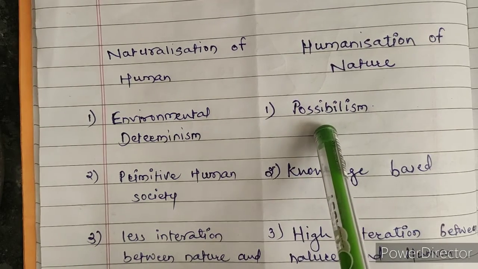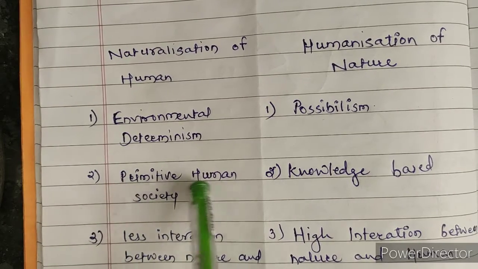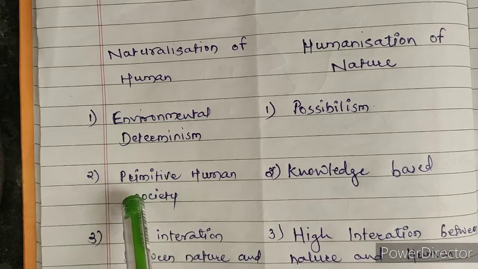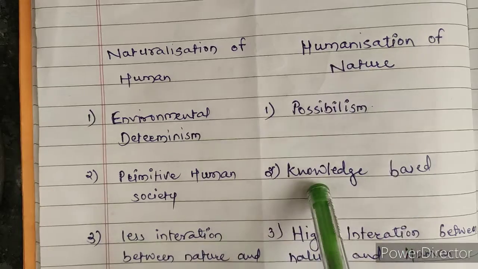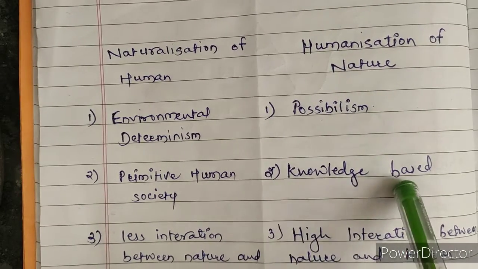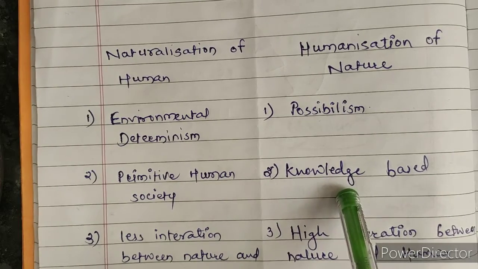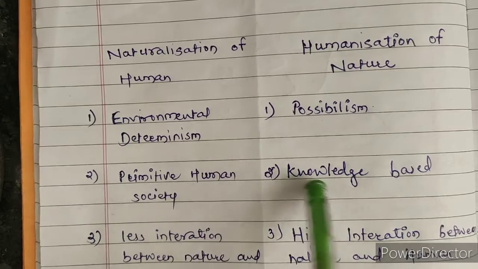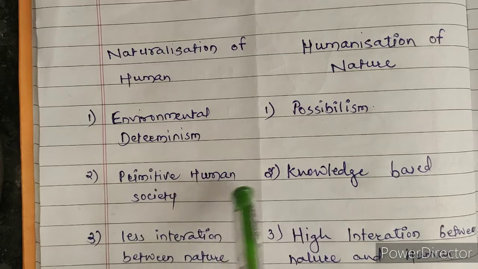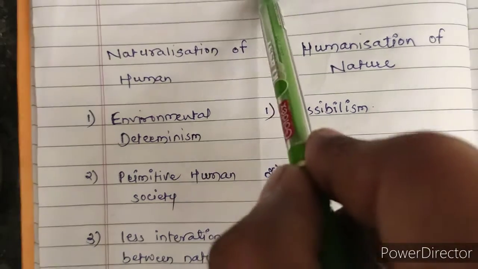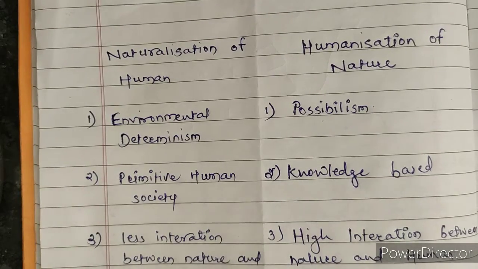Possibilities, we created possibilities by our own efforts. Then in this stage, human society was very much primitive, and in humanization of nature, human society was knowledge based. So here human society was primitive, here human society was knowledge based. You can understand both the situations are contrasting. There is a dichotomy between these two situations, a contrasting condition. So there should be one middle path between these two that we have to study in this video.